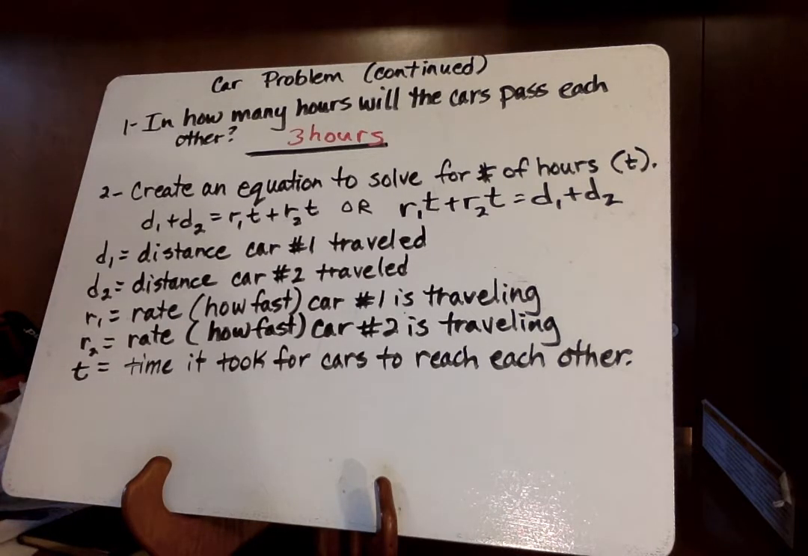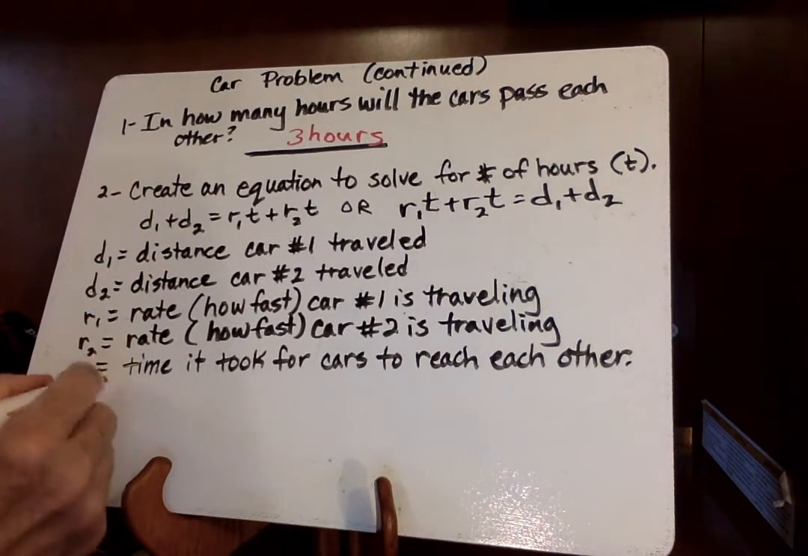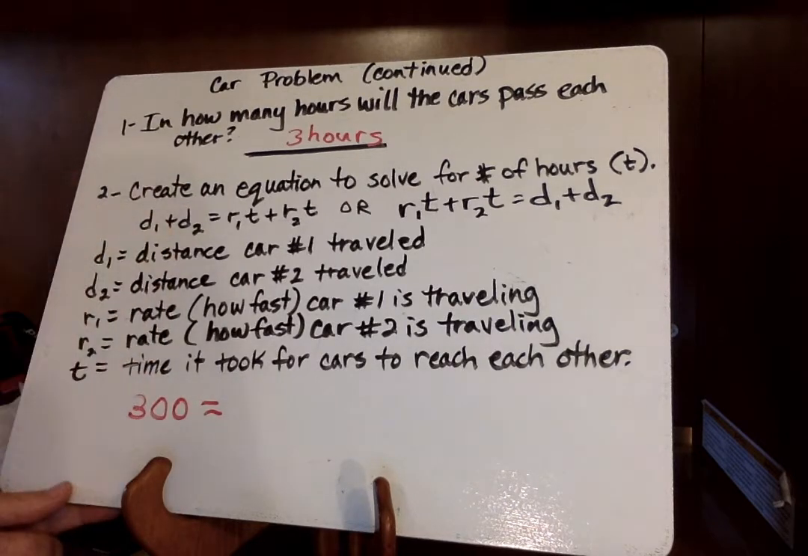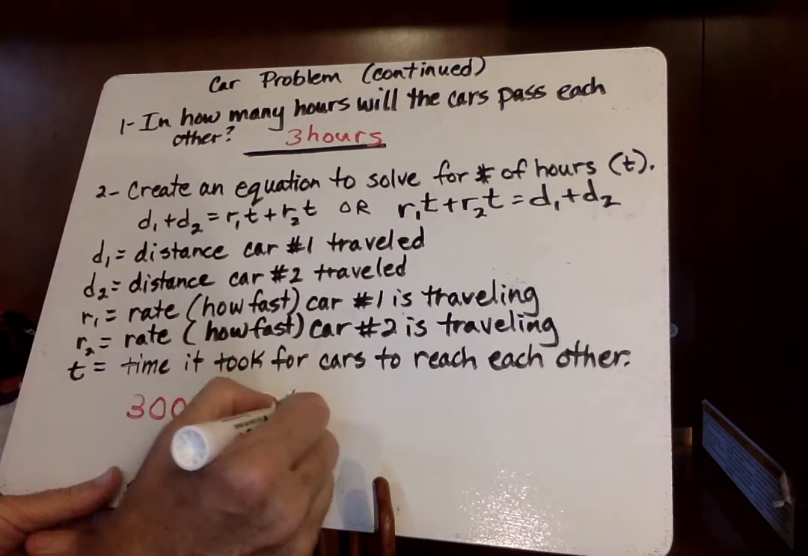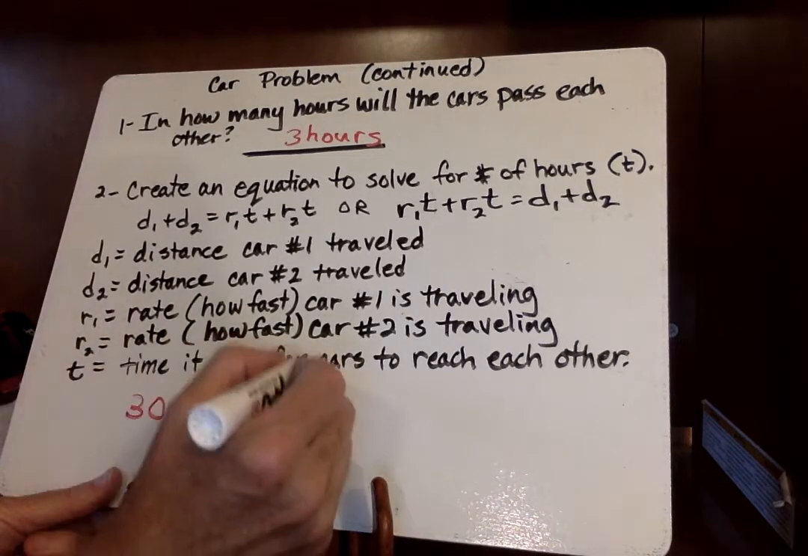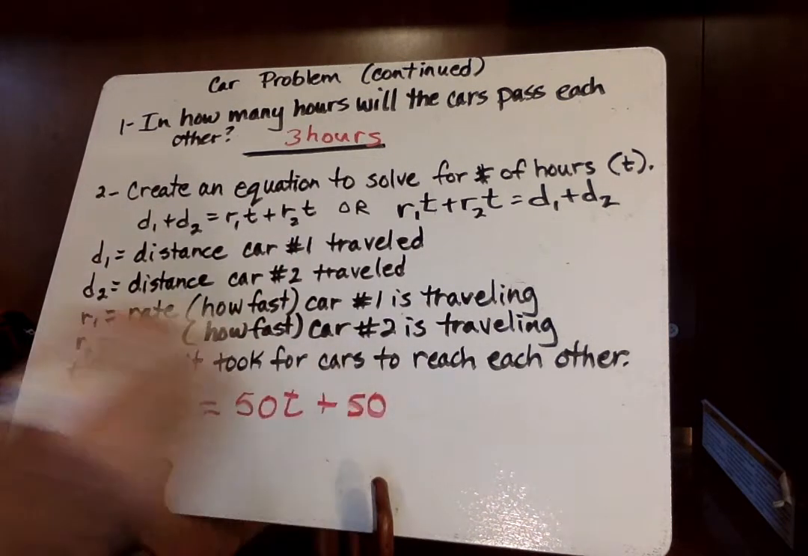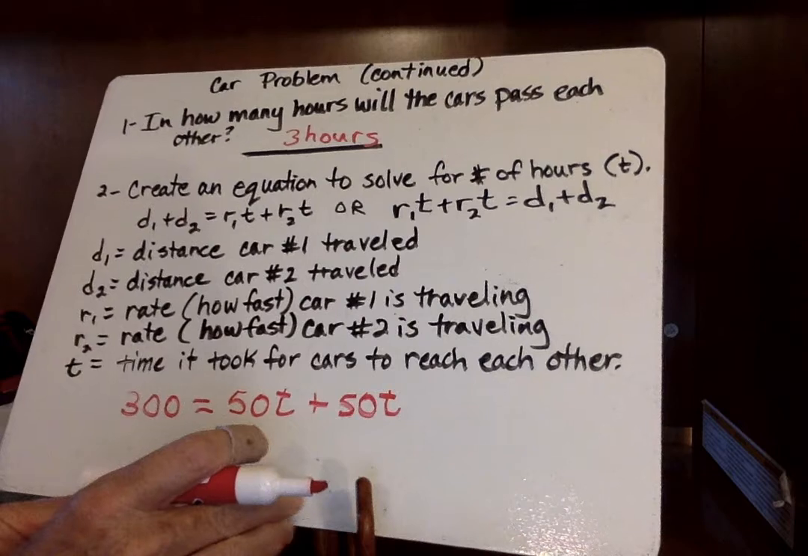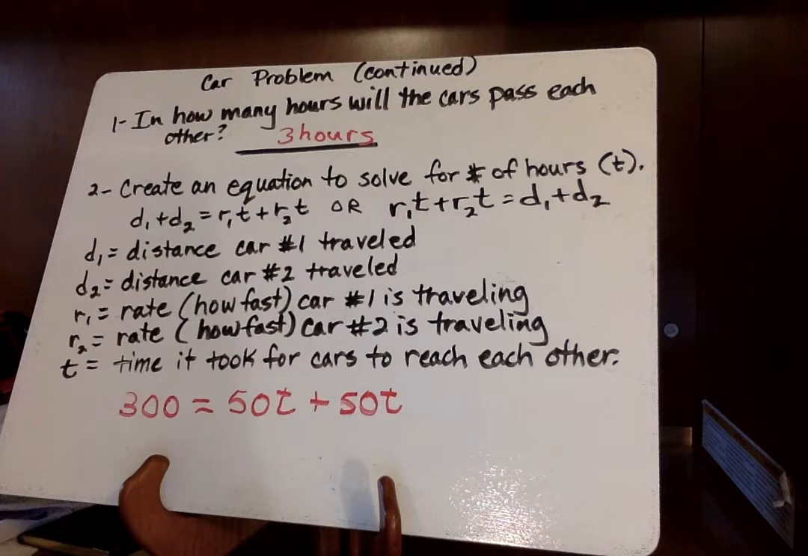So we're going to create an equation for D1 plus D2. So the distance together that they're both traveling is 300. So I'm going to put 300 miles equals the rate of car number 1, which was 50, times our time. We don't know how much time it's going to take, plus the rate of car number 2. He is also going at 50 miles per hour. And again, we don't know how much time he's taken. So that's T. So that's what we're going to do, solve for T, the time it took for the cars to reach each other.